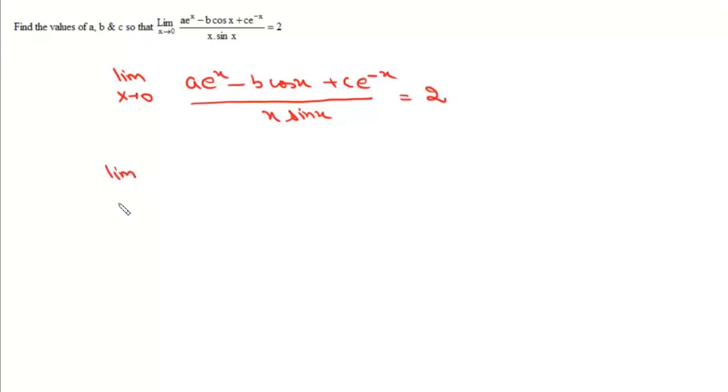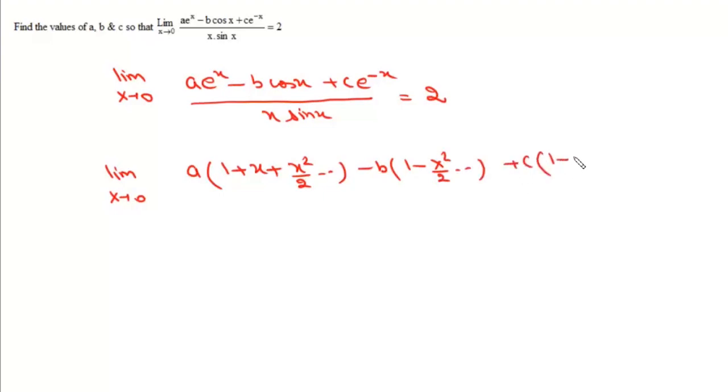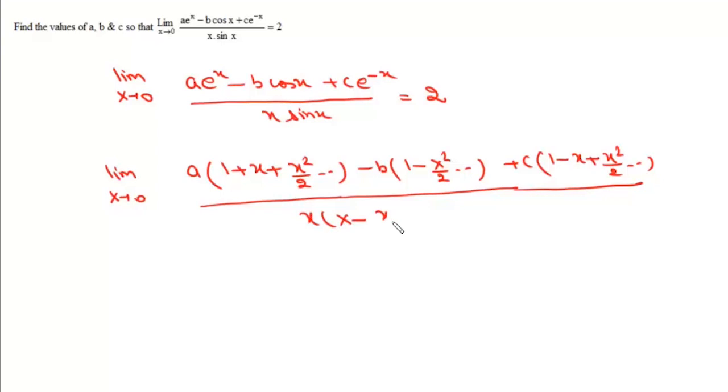So we'll write this as limit x tends to 0. Now this is a, and e to the power x is 1 plus x plus x square upon 2, minus b. Now cos x is 1 minus x square upon 2, and plus c, e to the power minus x is 1 minus x plus x square upon 2, whole divided by x, and sin x is x minus x cube upon factorial 3, and this must be equal to 2.